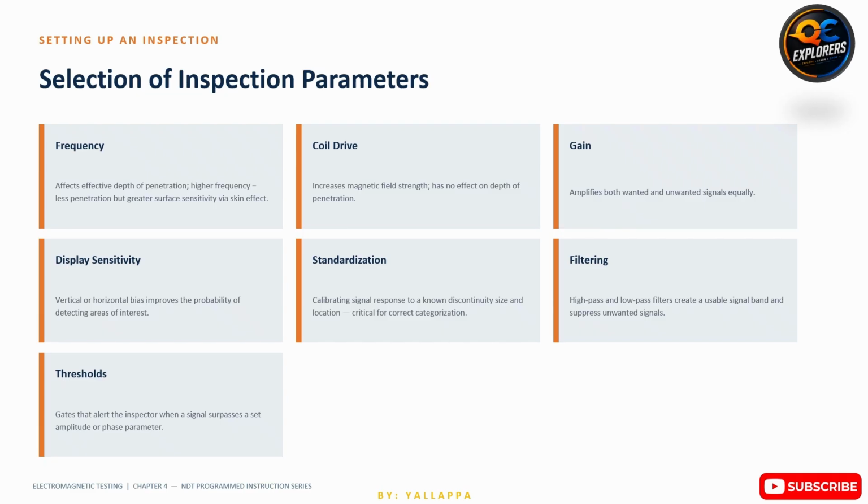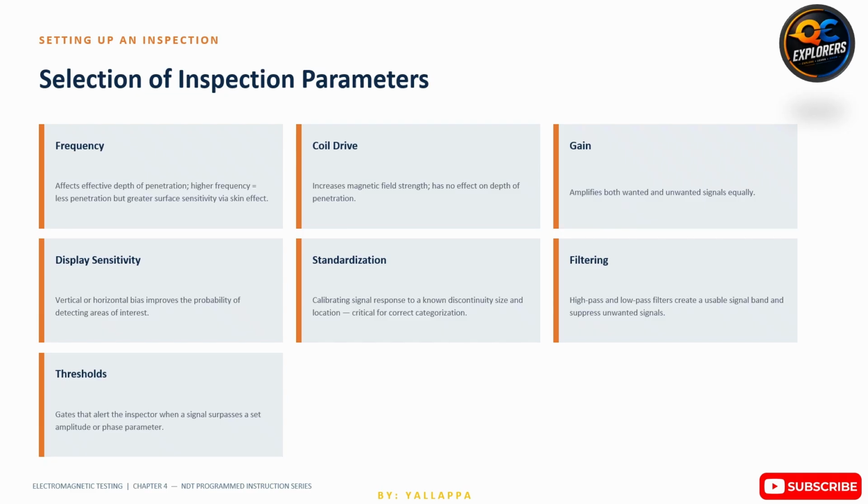The first, and perhaps most important parameter, is frequency. As we discussed earlier, frequency controls the depth of penetration. Higher frequencies concentrate eddy currents near the surface, providing excellent sensitivity to small surface cracks. Lower frequencies allow deeper penetration and are preferred when inspecting thicker materials or searching for subsurface indications.